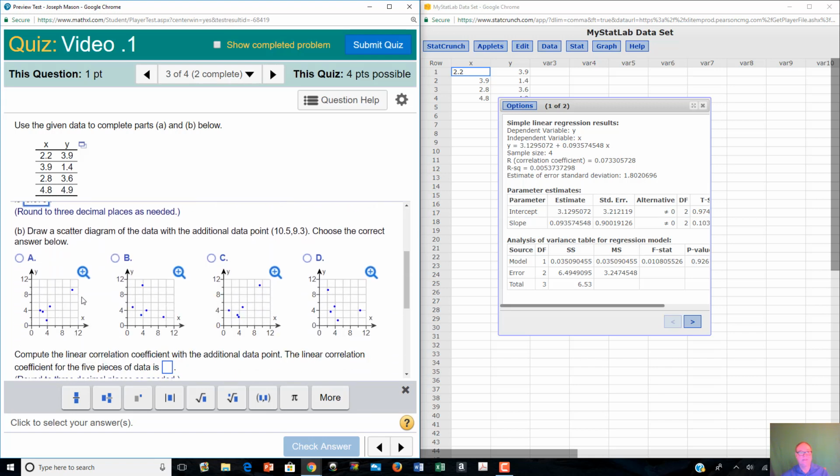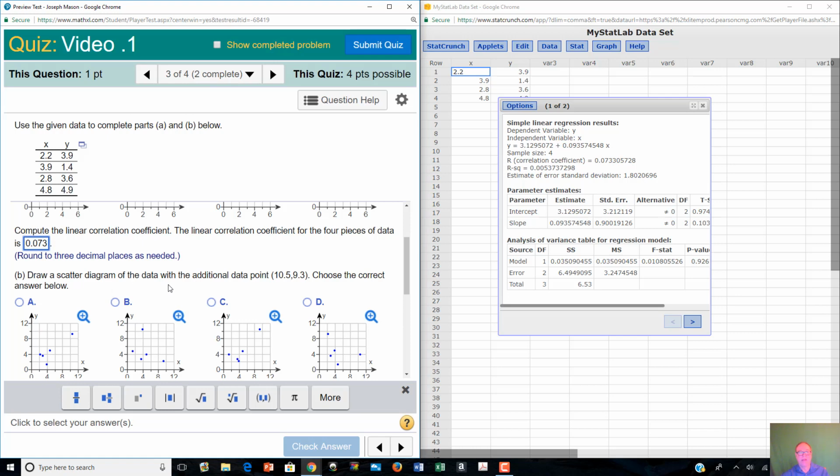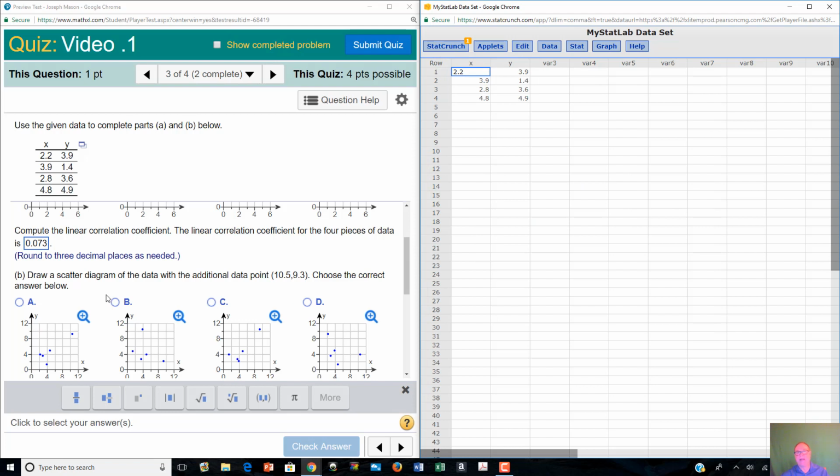And now, draw a scatter diagram of the data with additional data point (10.5, 9.3). Choose the correct answer below. So now what I'm going to do is go over to my data set. They're asking me to add another point. So I'm going to click here below the 4.8 and add 10.5. And then below in the Y column, I'm going to add 9.3.